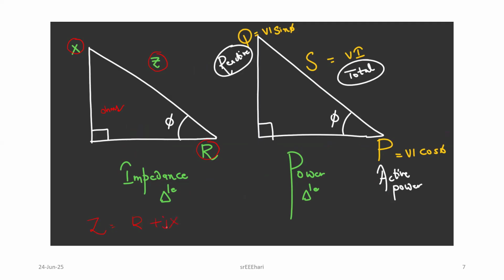Power triangle is nothing but three powers. S is equal to P plus jQ. S stands for total power, P stands for active power, and Q stands for reactive power. VI cos phi is for P, VI is for the total power, and VI sin phi is for Q.